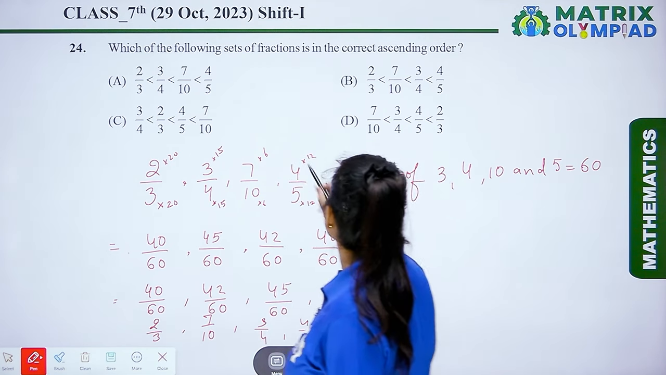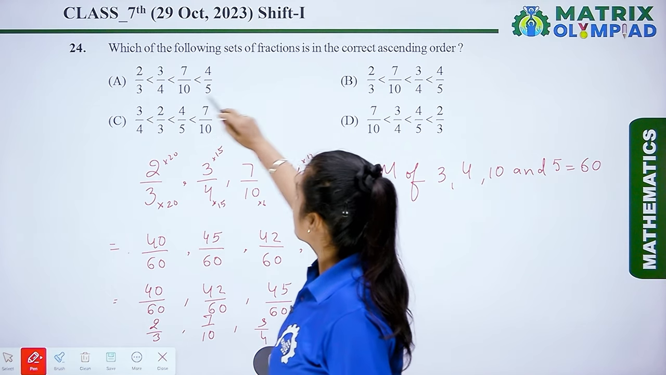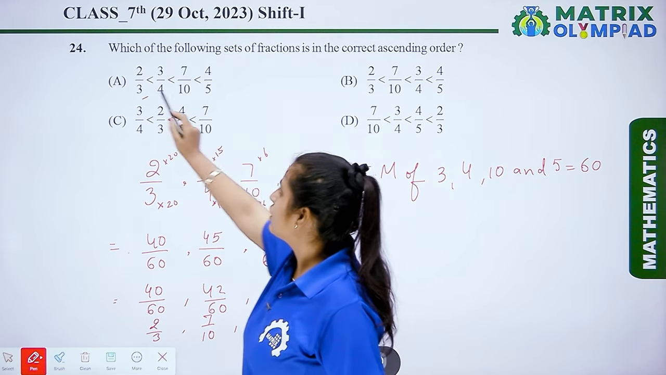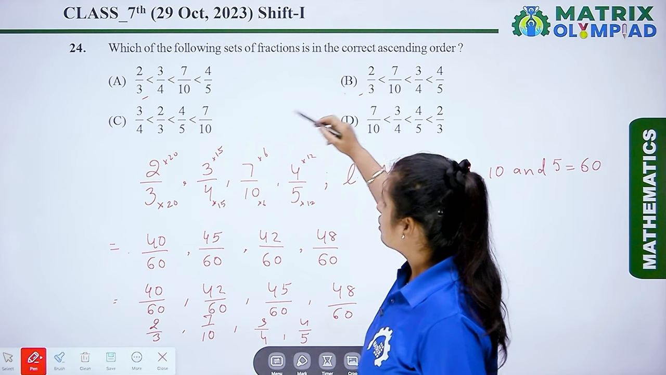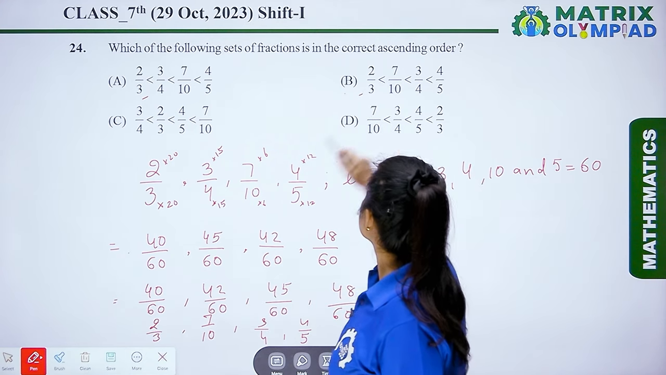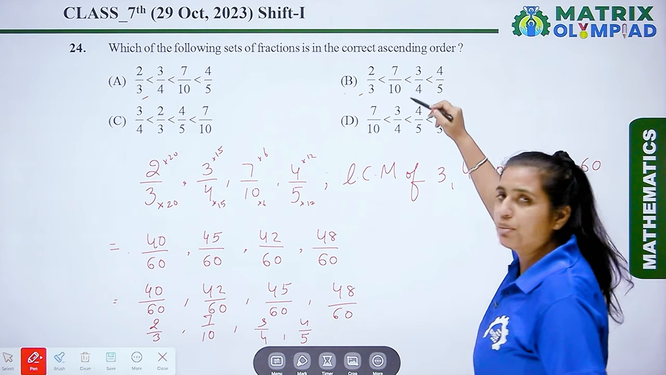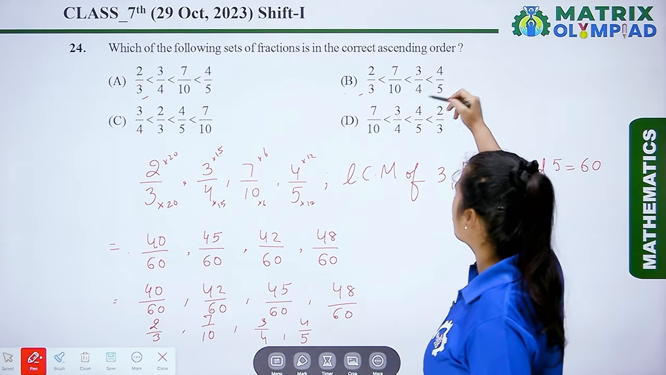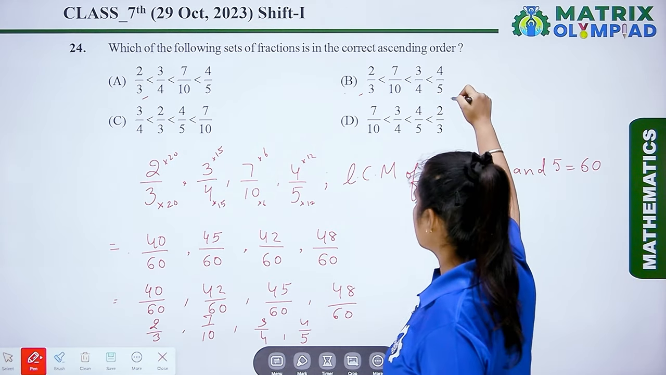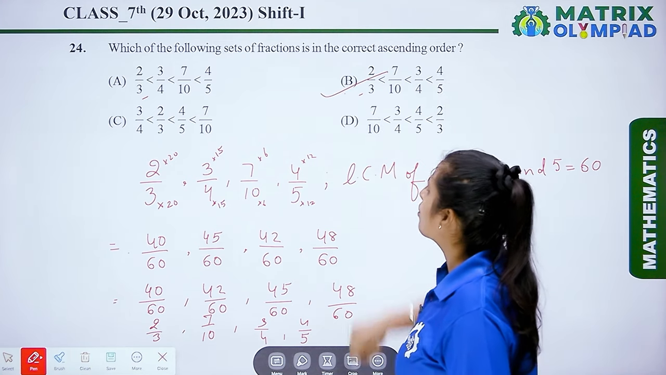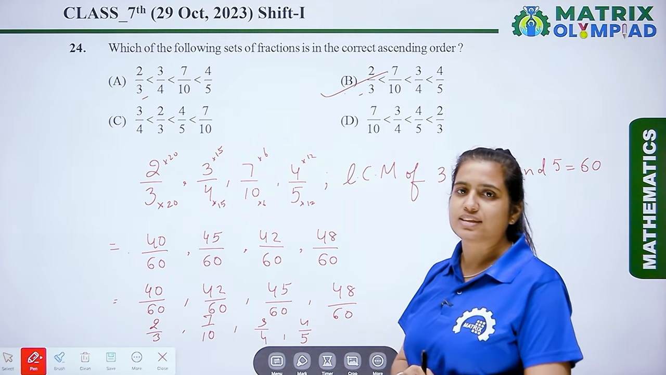So here let's check the options. Here we have A and B, in which 2 upon 3 is the smallest one. Next one is 7 upon 10. So here in the B option we have 7 upon 10. Then the next is 3 upon 4 and the greatest one is 4 upon 5. So here option B is the correct answer.